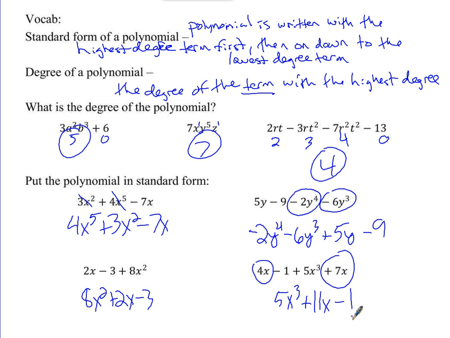minus 1. So that started out with 4 terms, but because of those like terms, we combined them and it became a trinomial. So watch out for like terms. You can combine them first and then put it in standard form. You can combine them after you put it in standard form, or you can combine them as you put it in standard form.